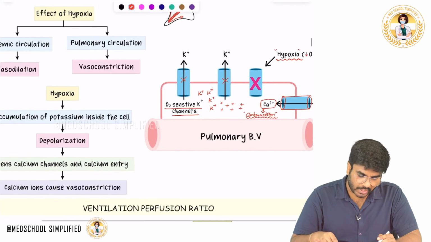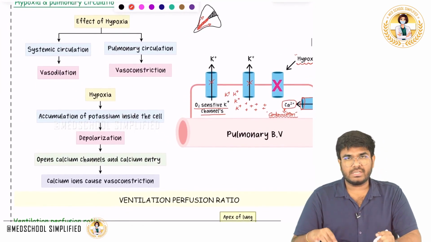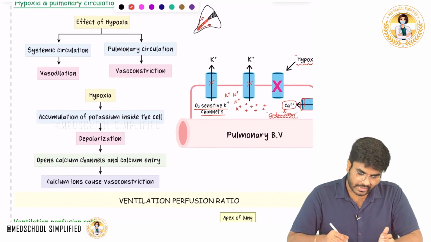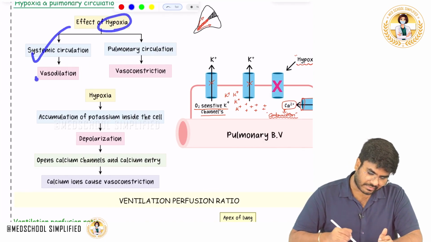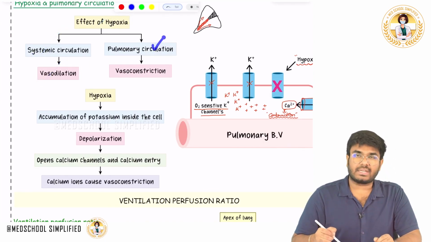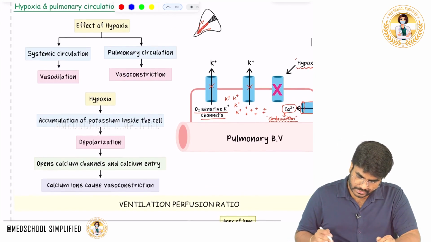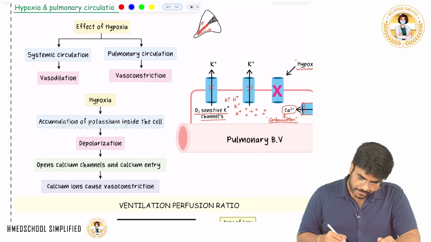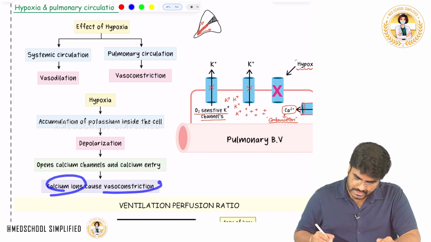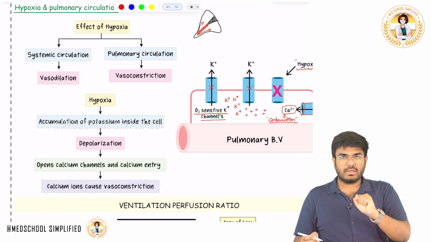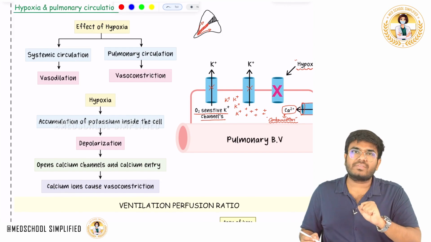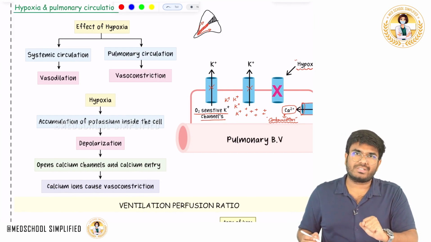So at the end of the day, the point which I want you to know is the relationship between hypoxia and your blood vessels. Whenever there is hypoxia, systemic vasculature will undergo vasodilation, and pulmonary blood vessels will undergo vasoconstriction. Look at the summary here. Whenever there is hypoxia, potassium will start to accumulate inside the cell. That will lead to depolarization of the smooth muscles. Depolarization opens the calcium channels. Calcium ions cause the contraction of the smooth muscles, which will lead to vasoconstriction.